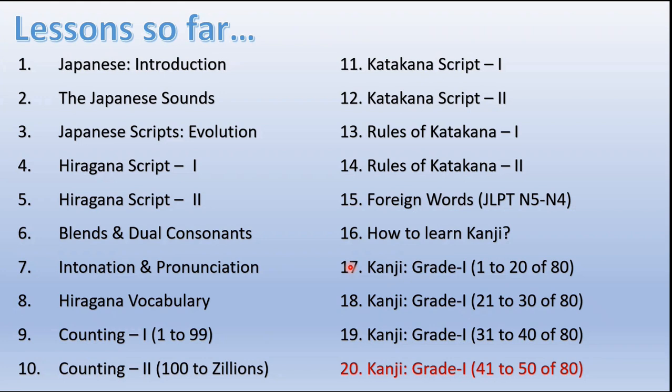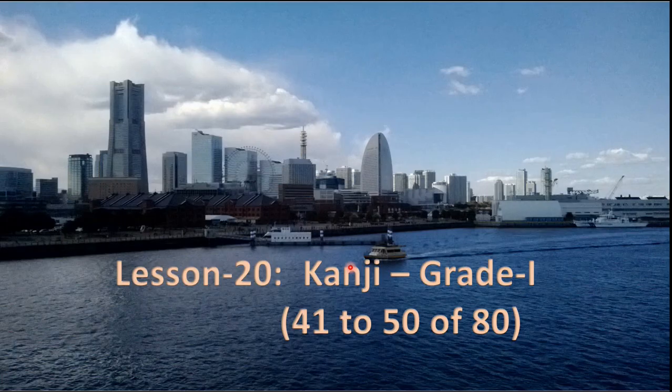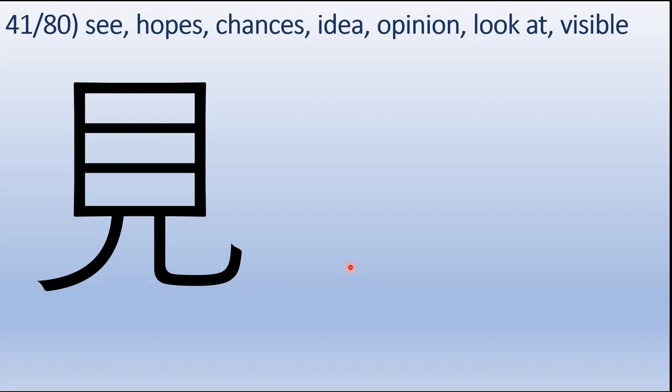Today we shall learn kanji symbols from 41 to 50. Here is lesson 20, kanji grade 1, 41 to 50 of 80. The first symbol today is hope, chances, idea, to see, opinion, look at, or visible. So everything related to seeing something or visualizing something or to have an idea of. So this is the symbol.